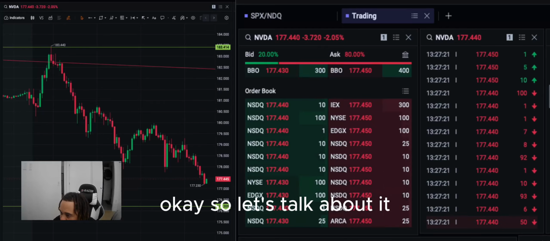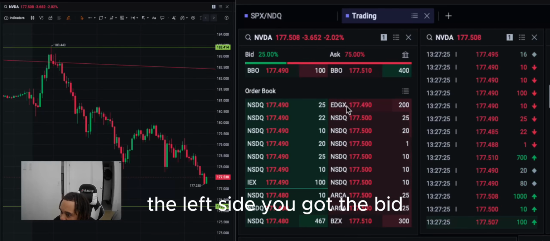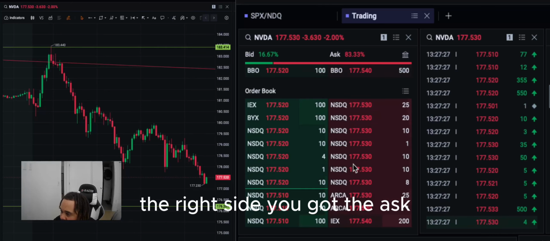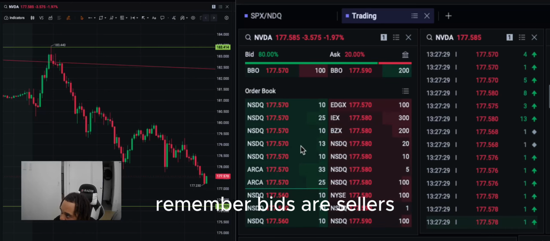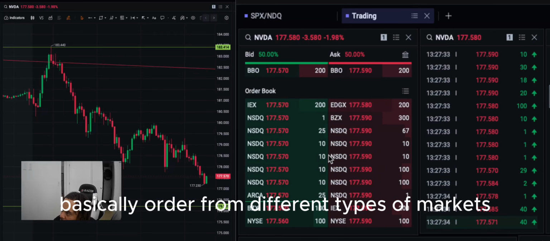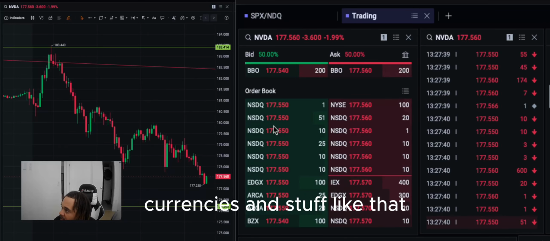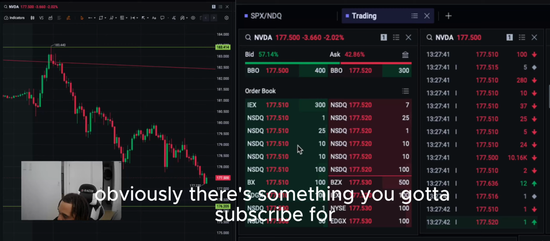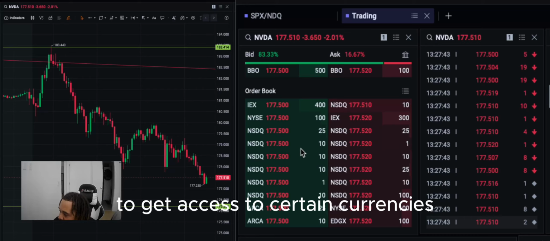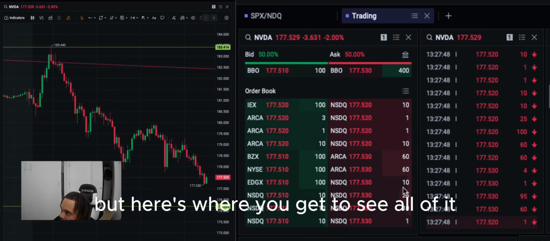Okay, so let's talk about it. Obviously, they're sectioned off pretty simple. The left side, you got the bid. The right side, you got the ask. And you remember, bids are sellers, ask are buyers. And you get to see basically orders from different types of markets, different types of currencies and stuff like that. Obviously, this is something you got to subscribe for to get access to certain currencies and certain markets. But here's where you get to see all of it.